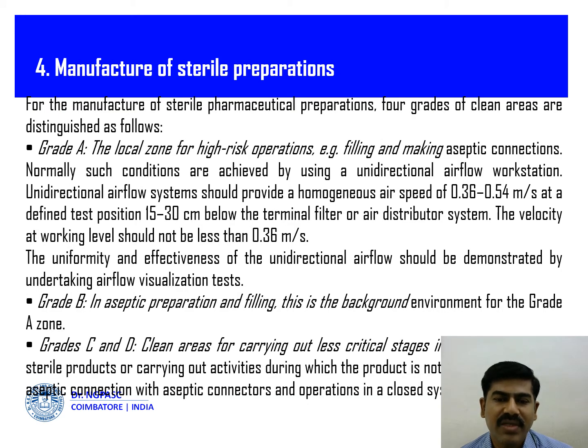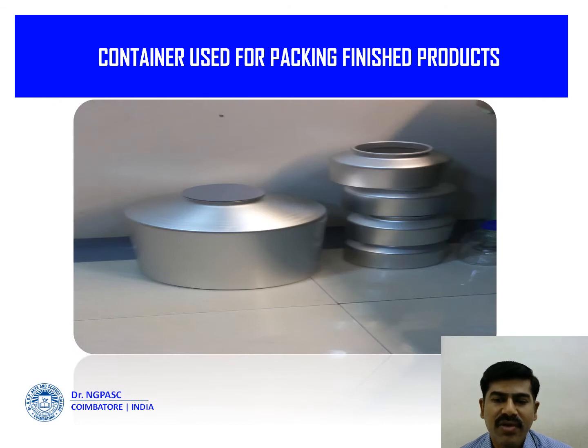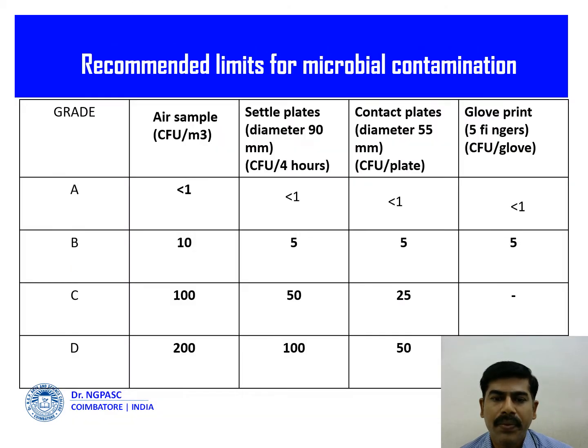For the manufacture of sterile preparations, grade A, grade B, grade C and D are followed. This is the container used for packing finished products. The recommended limits for microbial contamination are given here. Grade A should contain less than 1 CFU. The settle plates in a clean area should be less than 1, the contact plates less than 1, and the glove print less than 1 CFU per glove.